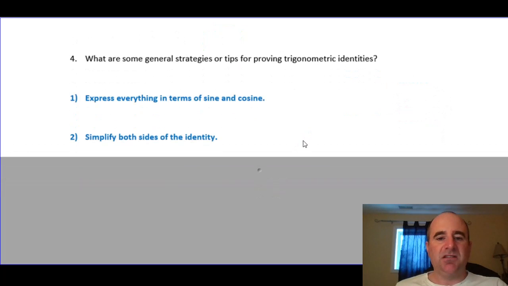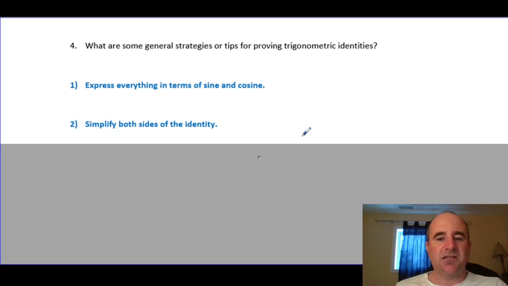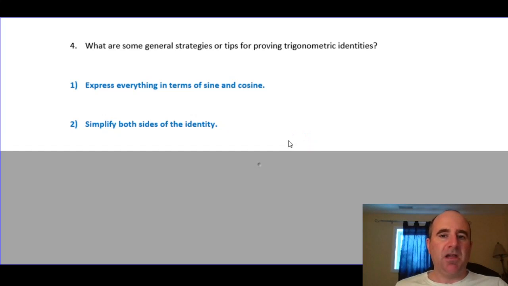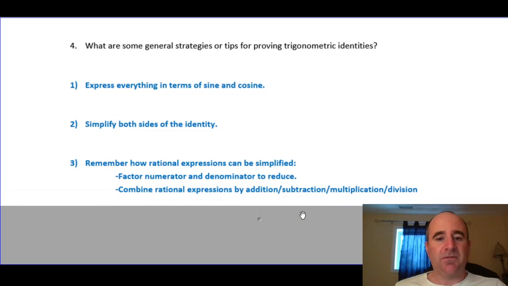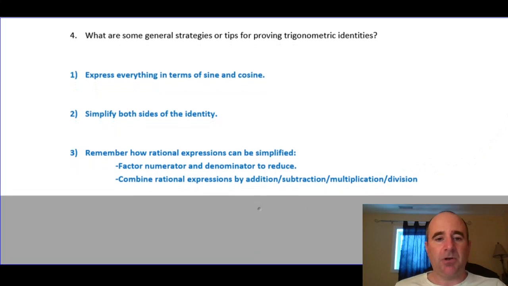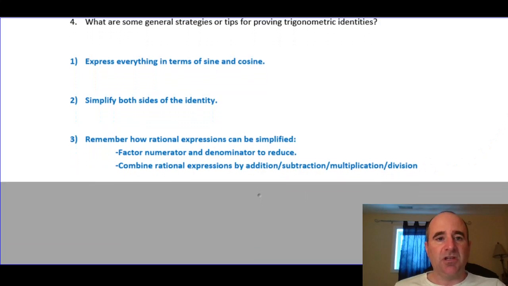Simplify both sides of the identity. That's my next tip. So do any multiplying or dividing or adding and subtracting that you can do. Now, more specifically, that simplifying happens with rational expressions. And remember, there are a few ways that you can simplify rational expressions. You might factor the numerator and the denominator to reduce.